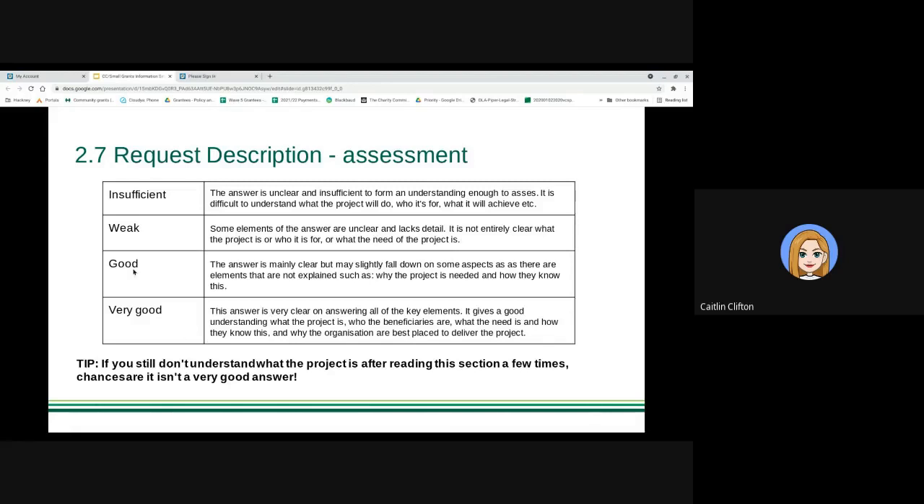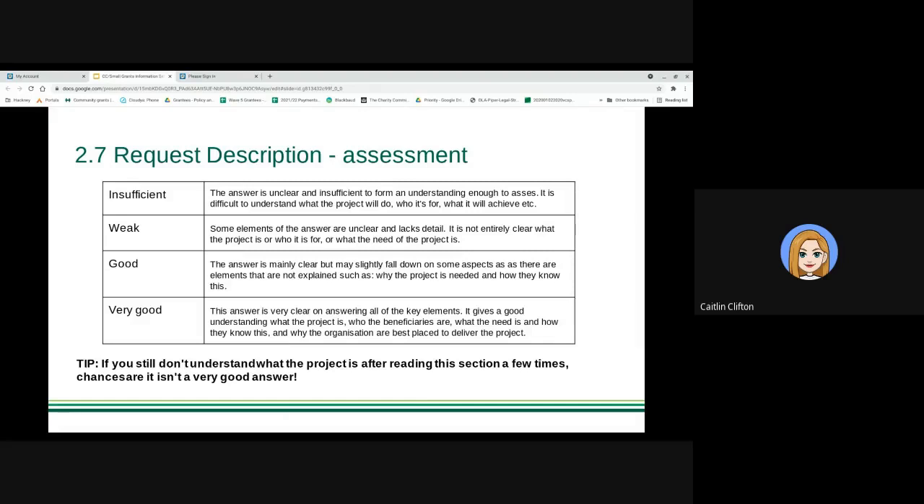Now, if we just look at good here, the answer is mainly clear, but it might slightly fall down on some aspects as some elements are not explained. Maybe that was why the project is needed. But they did cover the who, what, and all of that kind of thing. So assessors will note what was missing, and that's probably what they will use to discuss at panel in comparison to other applications.